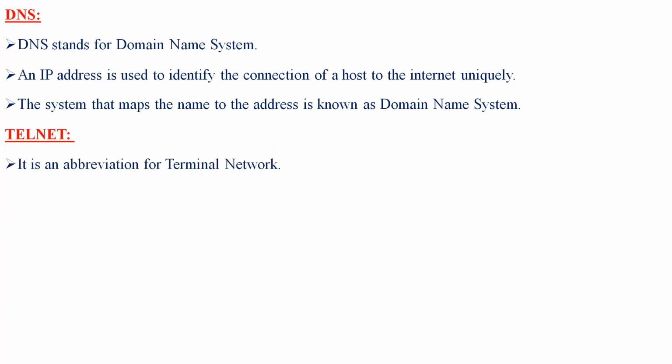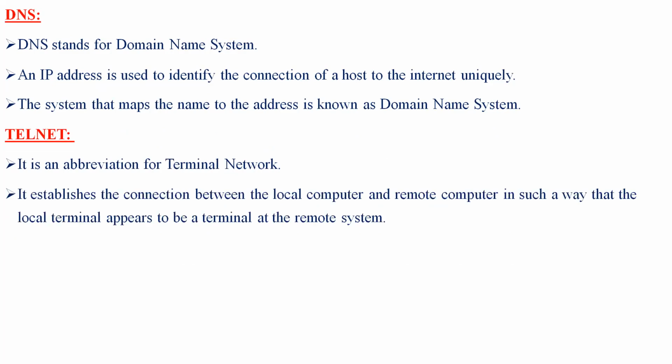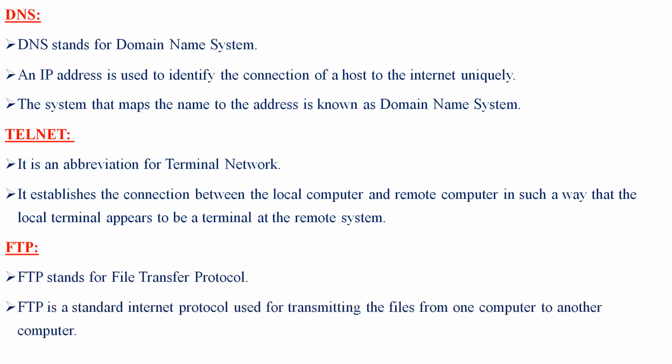Next is Telnet, a terminal network which establishes a connection between a local computer and a remote computer in such a way that the local terminal appears to be a terminal at the remote system. Whatever terminal is there locally, it will treat as a terminal for the remote system also. Next, we have FTP, which is nothing but File Transfer Protocol. It's a standard internet protocol used for transmitting files from one computer to another. So in order to transfer a file, we need the File Transfer Protocol.